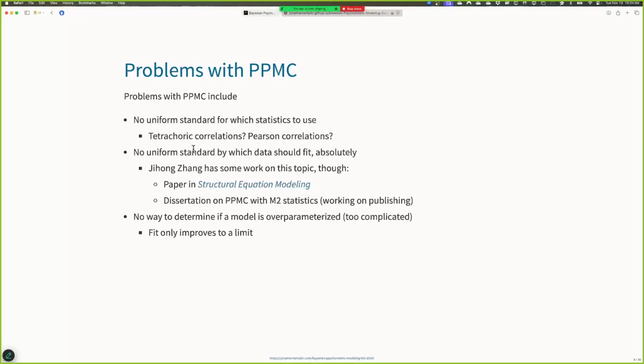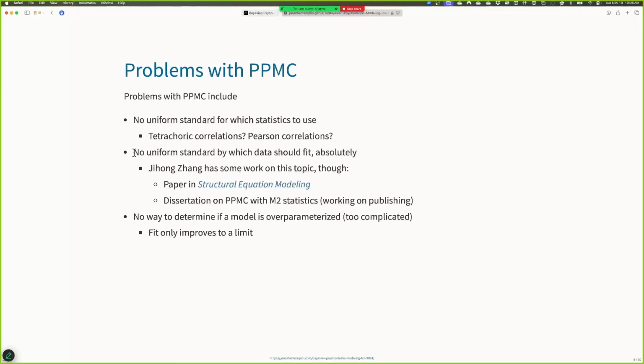There are a few problems with PPMC. There's no standardized way to tell which statistics to use. I like the tetrachoric and Pearson correlations personally. Well, tetrachoric correlations for binary, polychoric for polytomous, and Pearson for continuous.